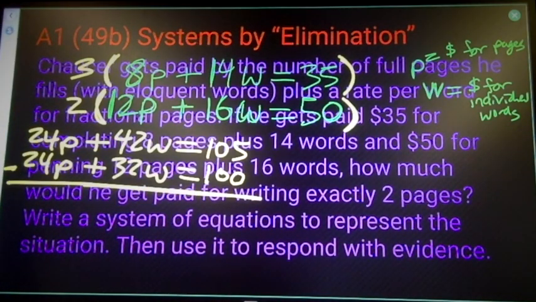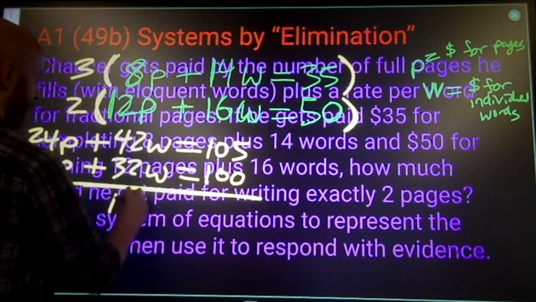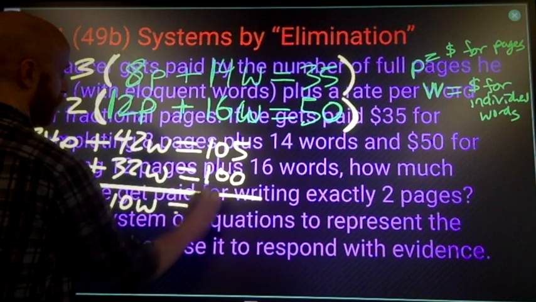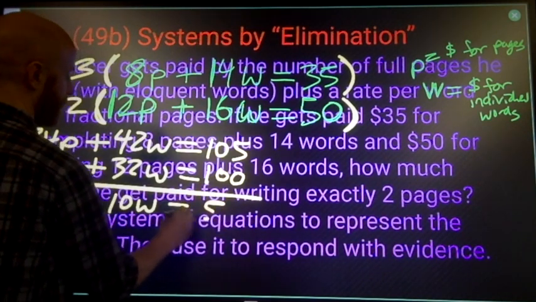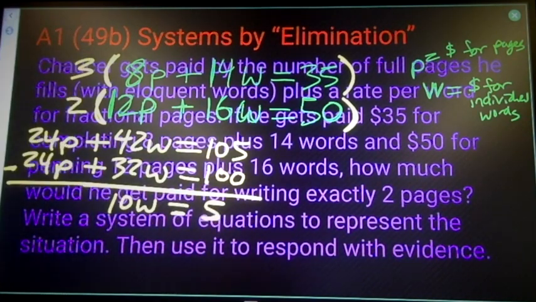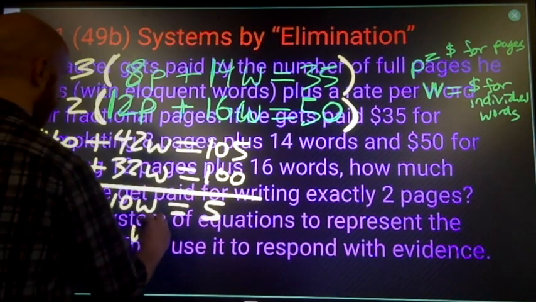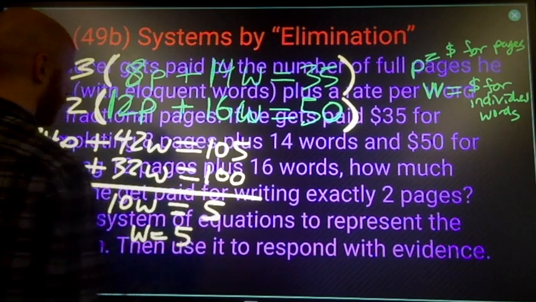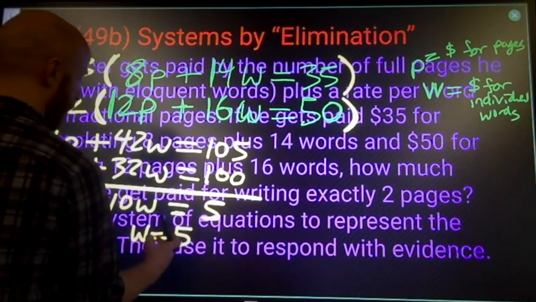Subtract my twins. 24 minus 24 is 0. 42 W's minus 32 W's is 10 W's. Equals 105 minus 100 is 5. All right. Divide by 10 on both sides, and we got W equals not 5, 0.5. All right, 1/2.